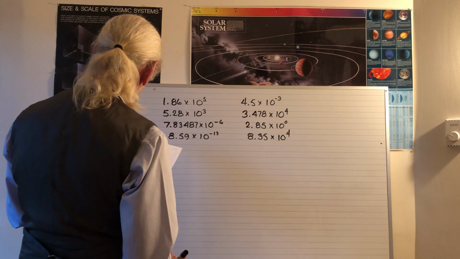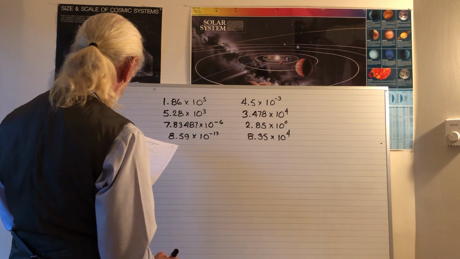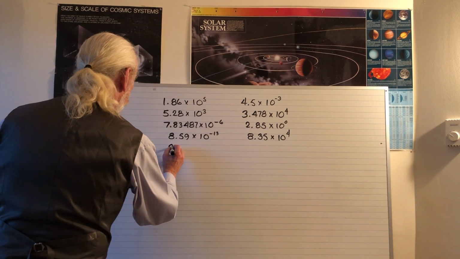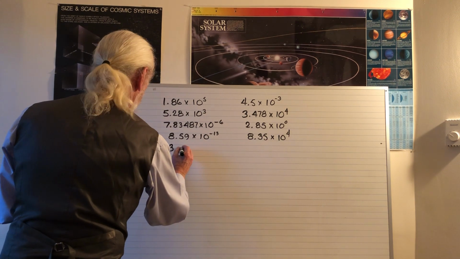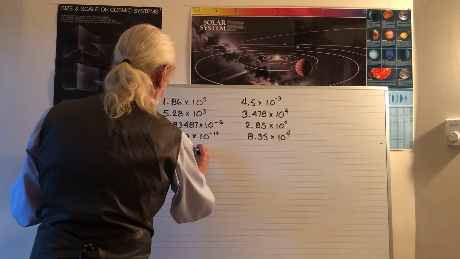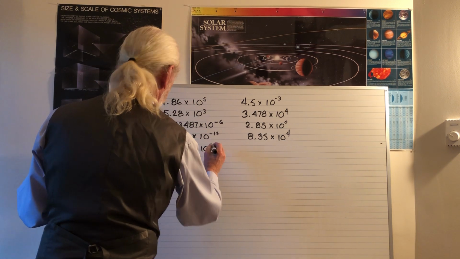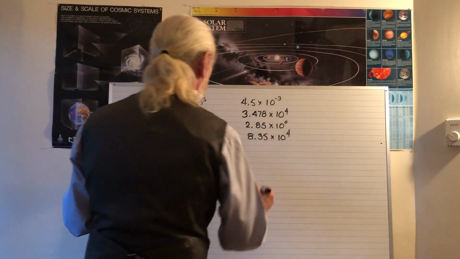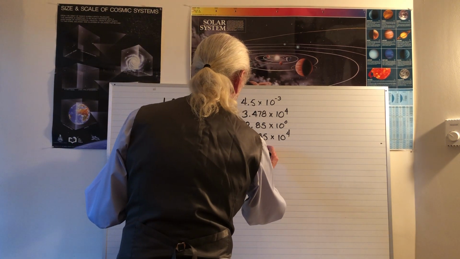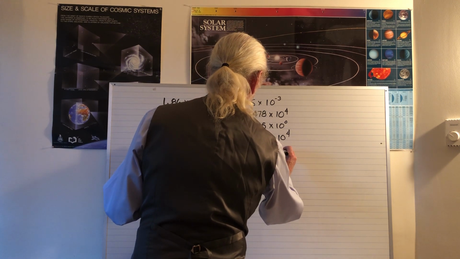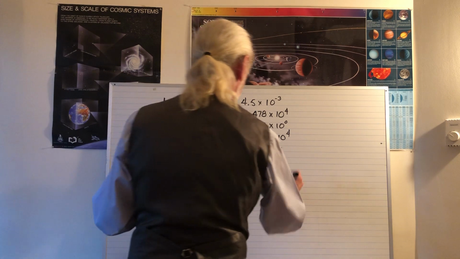Next one is 0.000386 times 10 to the 12th. That's a lot of zeros. That becomes 3.86 times 10 to the 7th. 73.96 converts to 7.396 times 10 to the 1st power.